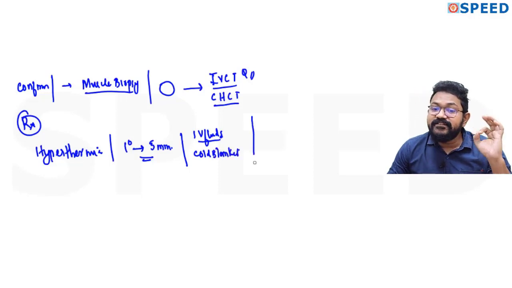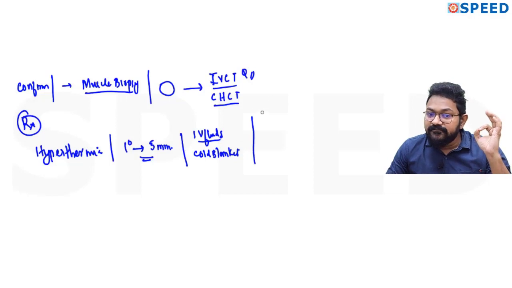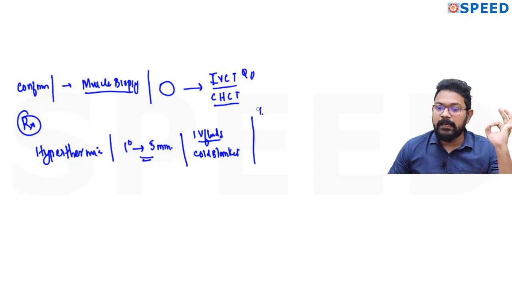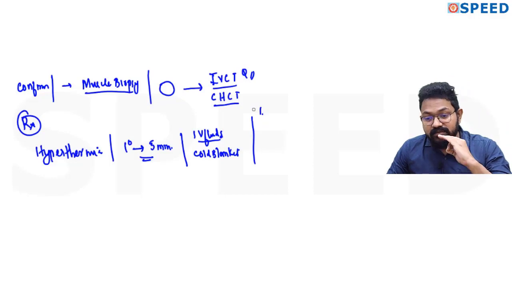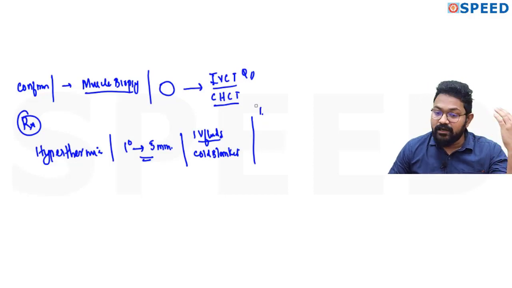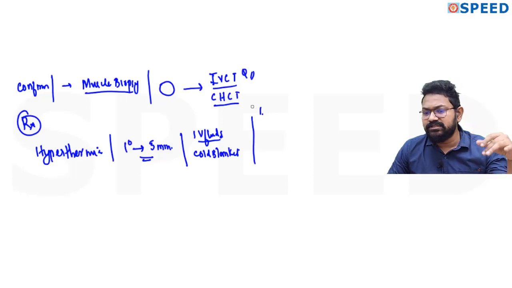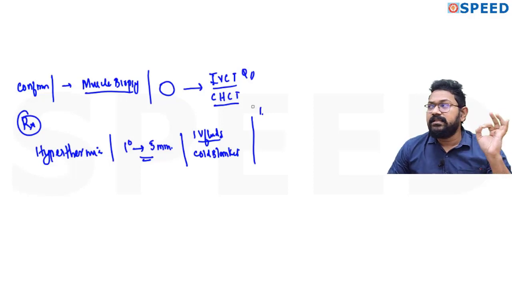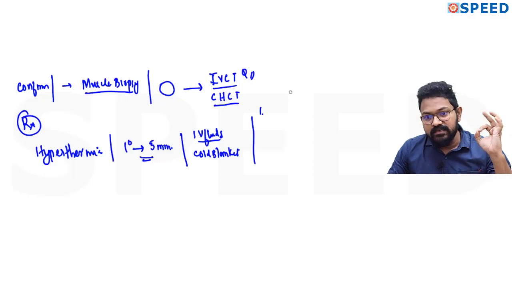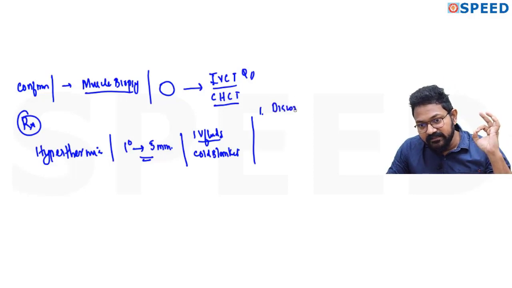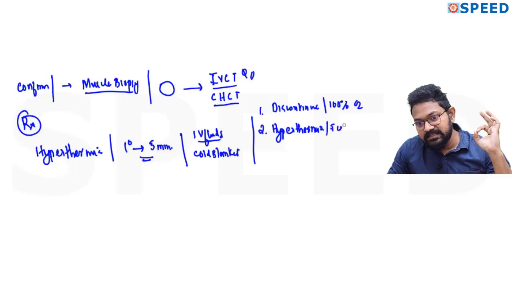But what would be the first step of management of malignant hyperthermia? The first step would be to discontinue the trigger. For example, the patient might be maintained on halothane or some other inhalational anesthetic agent. So, the first thing we need to do is stop the trigger, and administer 100% oxygen to the patient. Then, take care of hyperthermia. How do you take care of hyperthermia? By cooling the patient down using ice packs and cold IV fluids.